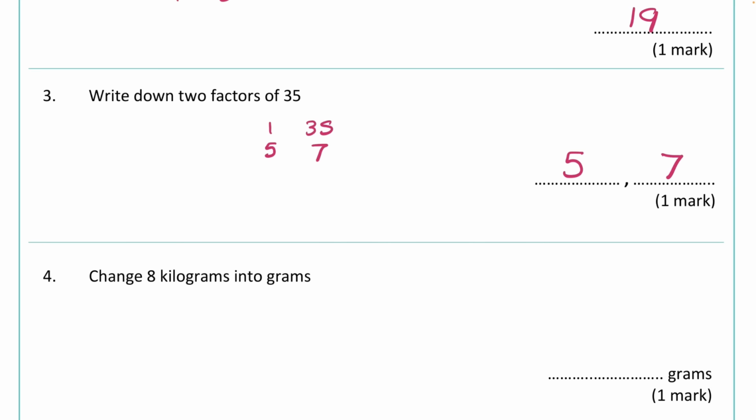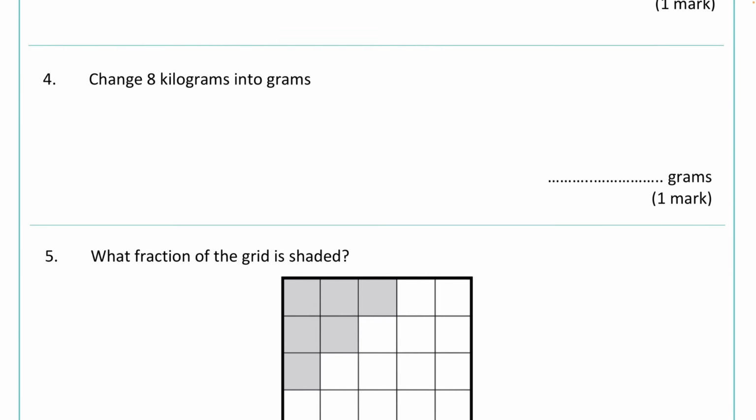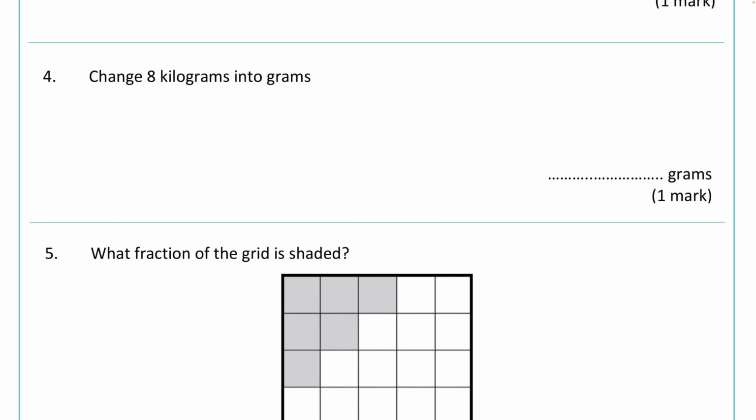Changing 8 kilograms into grams, there are 1,000 grams in a kilogram, so that would be 8,000. And again, you could write down your conversion there, but we only get the 1 mark just for saying 8,000.